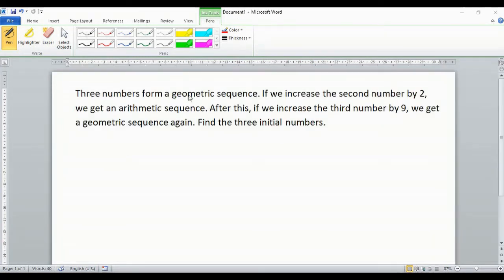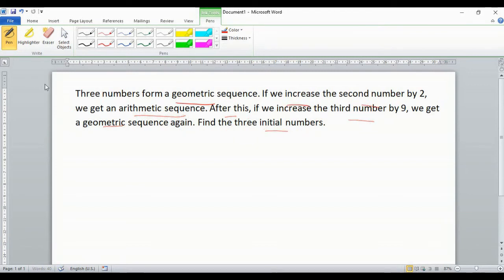Three numbers form a geometric sequence. If we increase the second number by 2, we get an arithmetic sequence. After this, if we increase the third number by 9, we get a geometric sequence again. Find the three initial numbers.